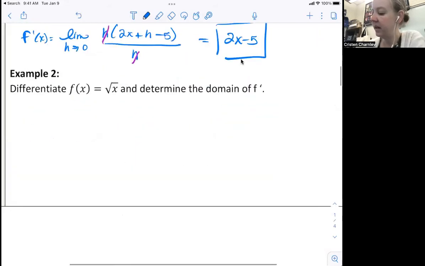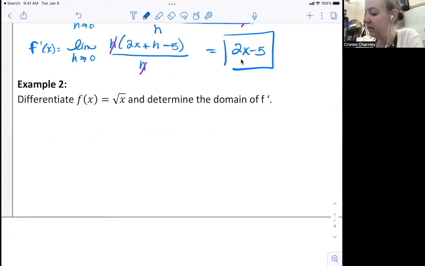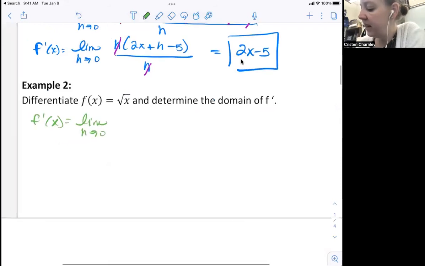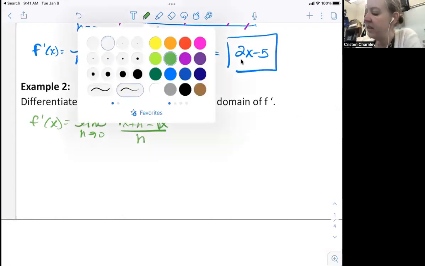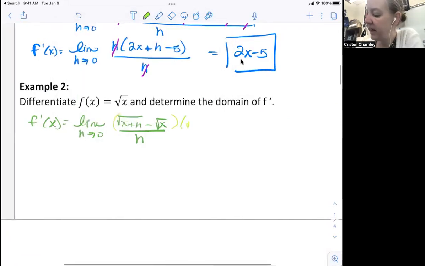Example 2, we're going to do the same thing. So f prime of x is equal to the limit as h approaches 0. I'm going to substitute right away. This is the square root of x plus h minus the square root of x all over h. If you put 0 in place of the h right now, you do have 0 over 0. I can't factor this problem, but if you recall, this is a conjugate pair. So I'm going to multiply by the square root of x plus h plus the square root of x. Same thing in the denominator.